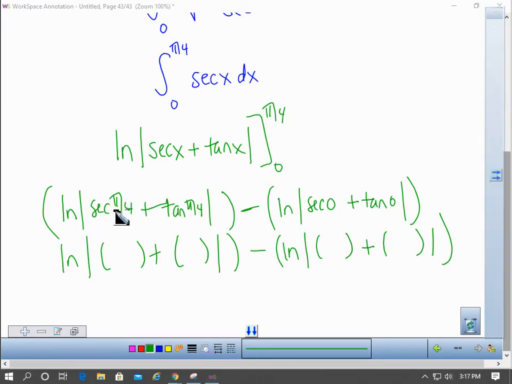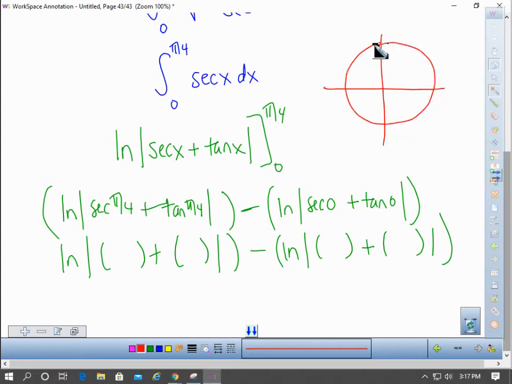All right, so I need the secant of pi over 4 and the tangent of pi over 4. So on the unit circle, pi over 4 is in the middle of the first quadrant. Our coordinates here are radical 2 over 2 and radical 2 over 2. I need the secant. Well, the secant is the reciprocal of your cosine, and this is cosine, sine. So the reciprocal of cosine, which is turning this upside down. So that would be 2 divided by radical 2, which is radical 2.